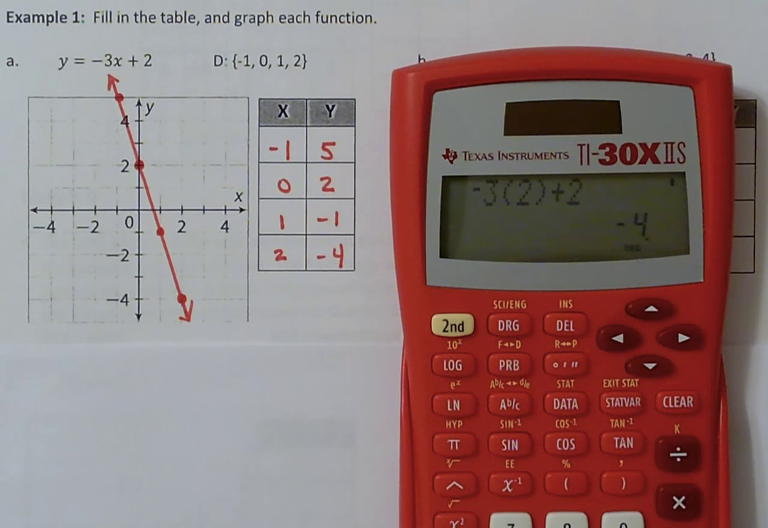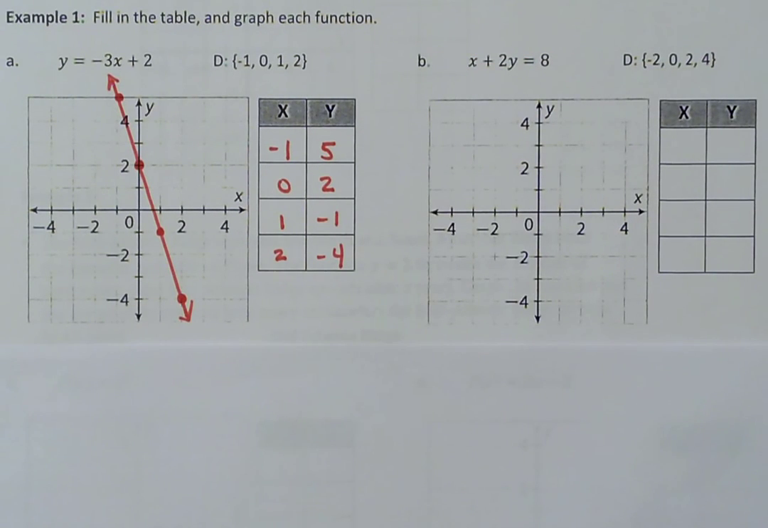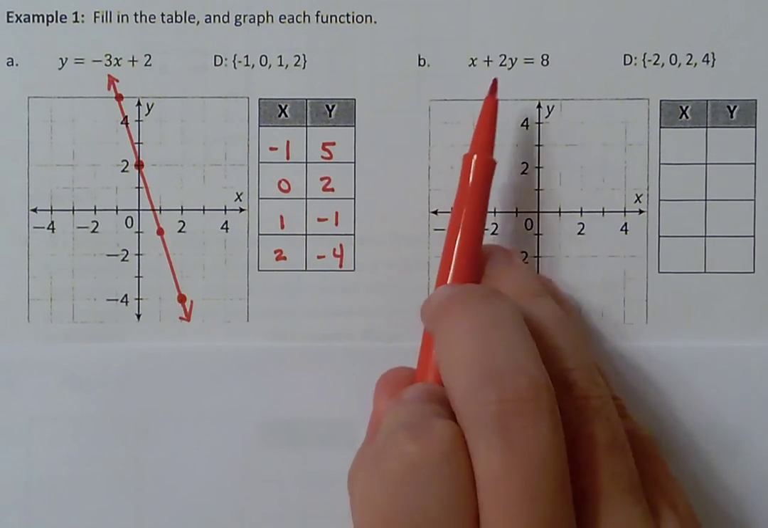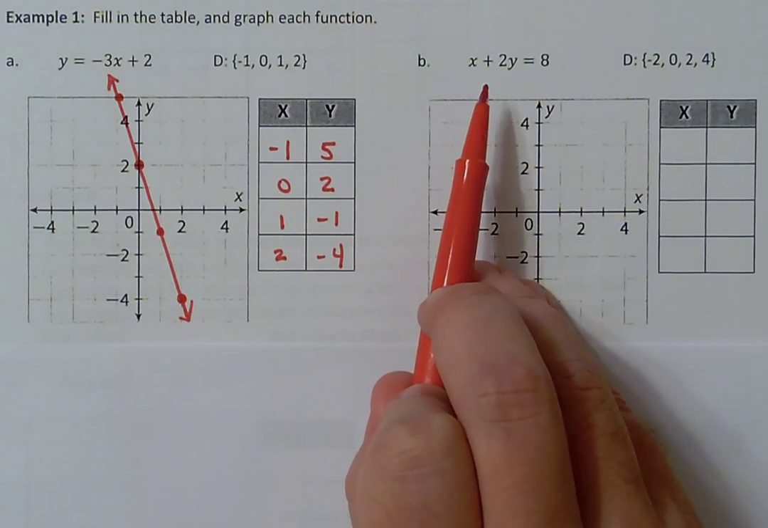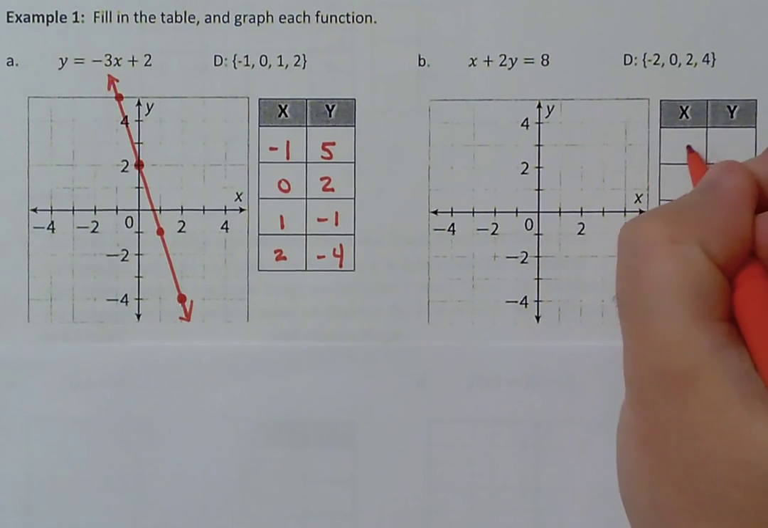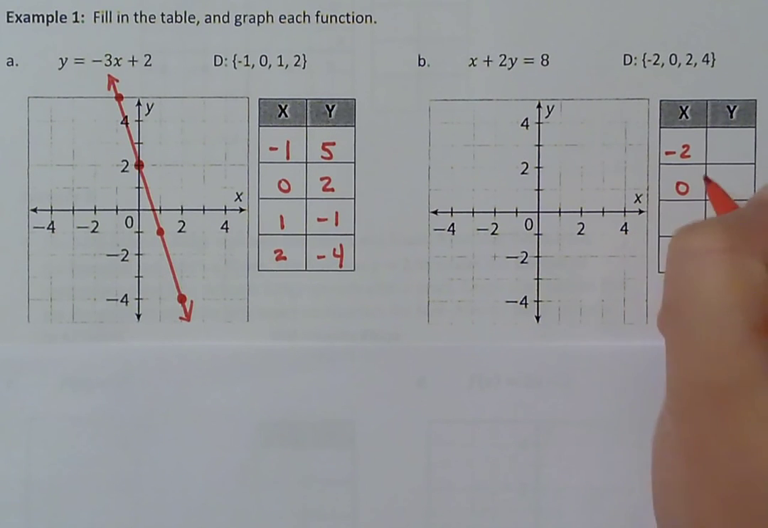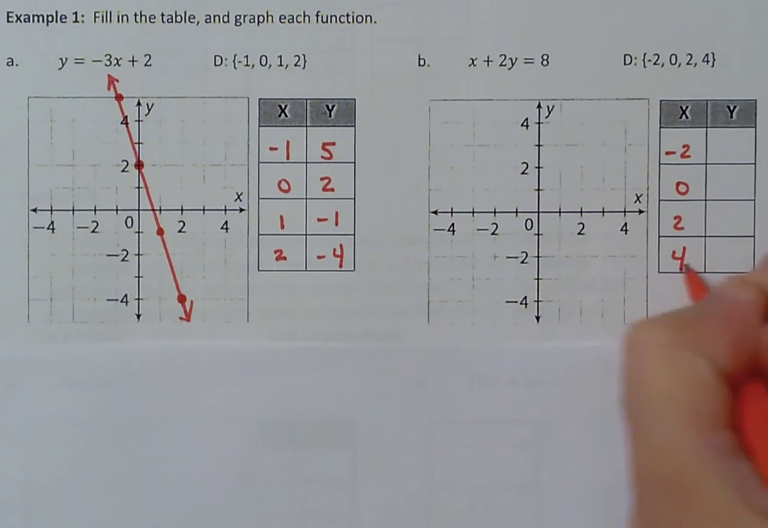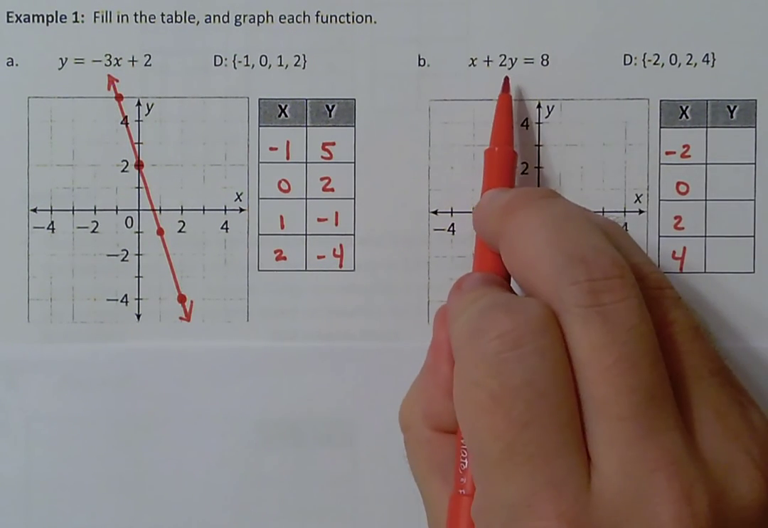All right, so for the rest of example 1, parts A, B, C, and D, it's just more graphing and filling in the table. Part B is the same thing we just did, it's just the function looks a little different. Okay, so I know my domain is negative 2, 0, 2, and 4. So those are my values for x, so that's what I'm going to plug in for x. And then my y values are what we're going to go through and solve.